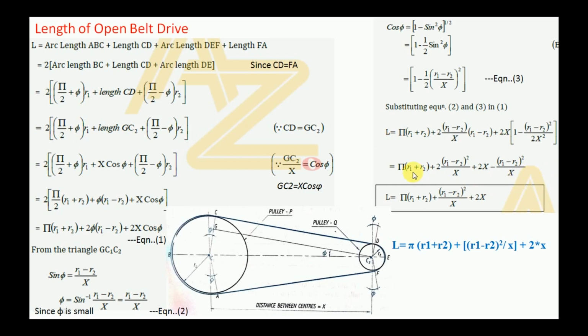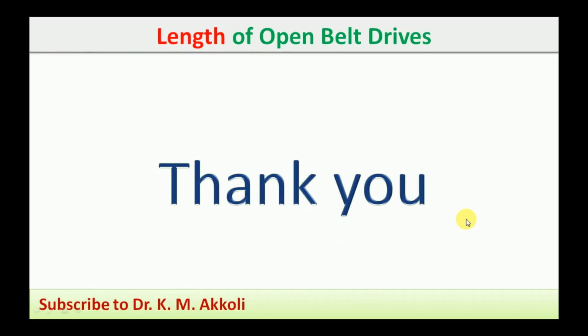Now the first term pi (R1 plus R2) remains the same. The second term is twice (R1 minus R2) squared by x, and here one negative term is there, (R1 minus R2) squared by x. If you subtract one term from the second term, we have (R1 minus R2) squared by x plus 2x. This is the length of the open belt, in terms of the radius of the driving pulley and driven pulley and the center distance between the two pulleys. From that we can calculate easily, and we can use it in regular applications in industry.